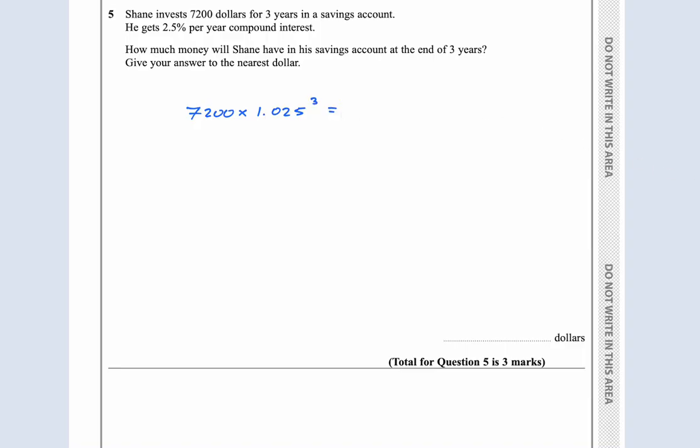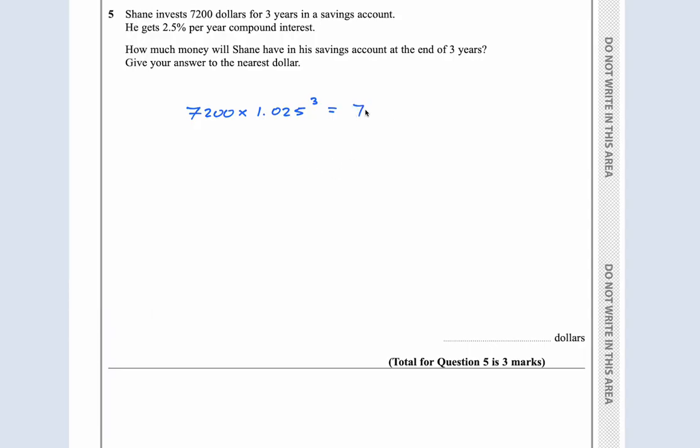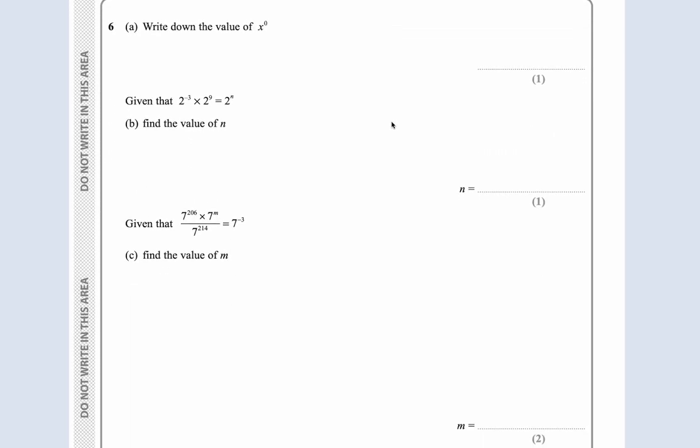And this is going to be 7,200 times 1.025 to the power of 3, which is 7753.61. He says to the nearest dollar, so 7754 because we round up because it's 61. Okay. Question 6.